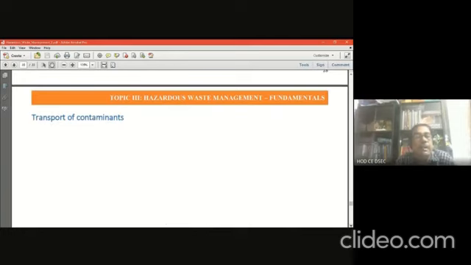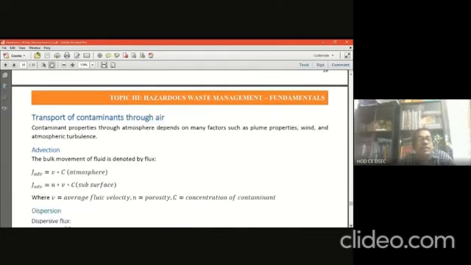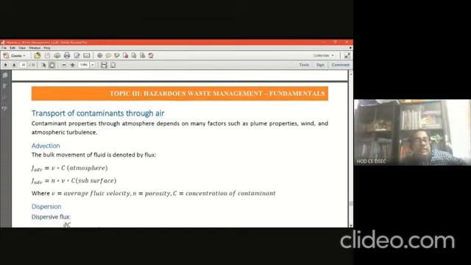Now, finally, I have come to the concluding part of the hazardous waste, that is the transport of contaminants to air. Contaminant properties through the atmosphere depend on many factors such as fuel properties, wind, and atmospheric turbulence. So these are the factors on which the transport of contaminants to air is dependent.